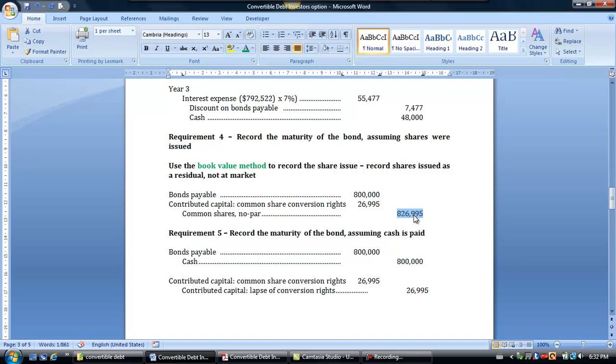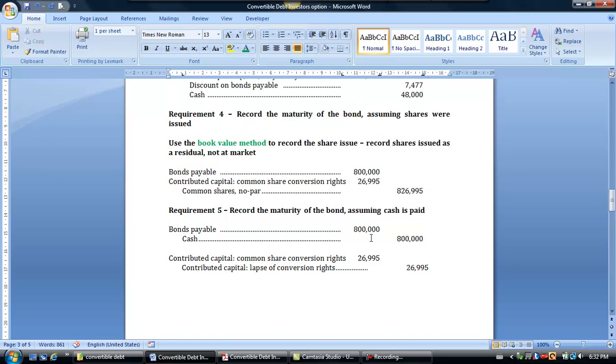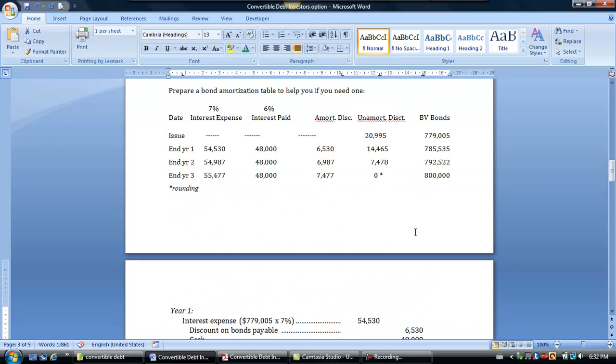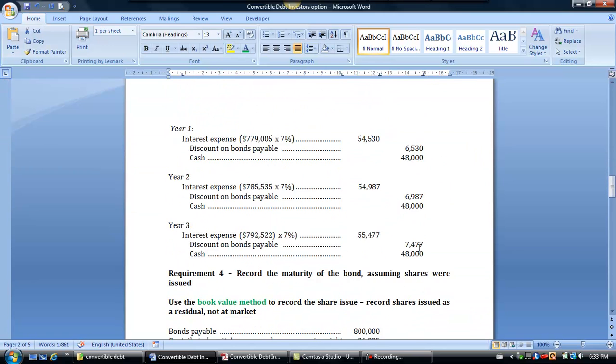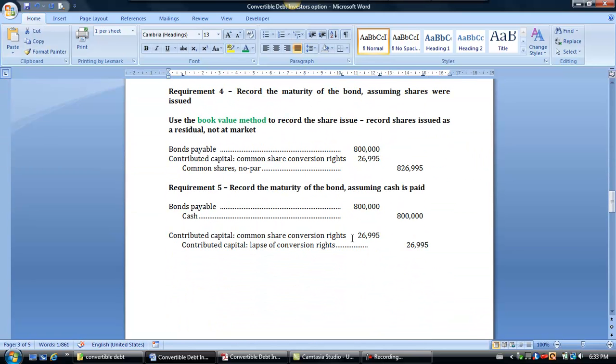Up to them. Right? Now, let's assume instead of recording the bond at maturity assuming shares were issued, what if the shares weren't issued? Maybe the market price never exceeded the conversion price, so cash is paid out at the end. So what we're going to do is remove the bond from the books, pay out our cash. And don't forget, we had these common share conversion rights here, part of our contributed capital that we recorded at issue date, which were never exercised. So what we're going to do now is go down here and remove them from the books.